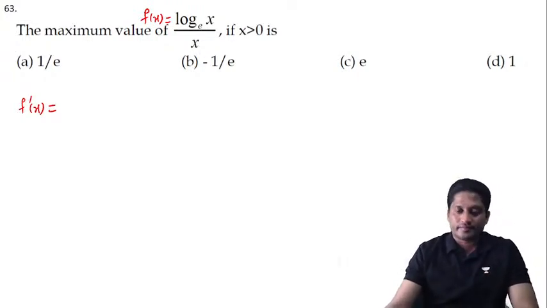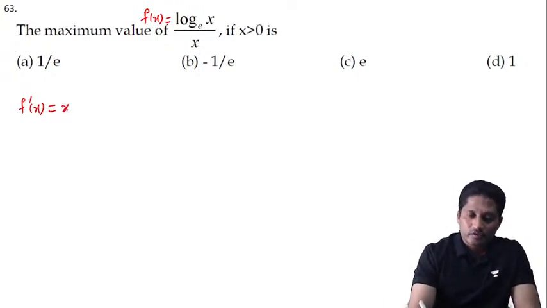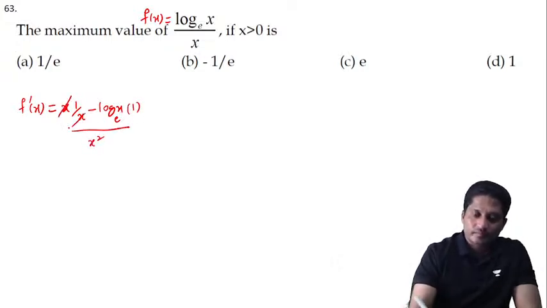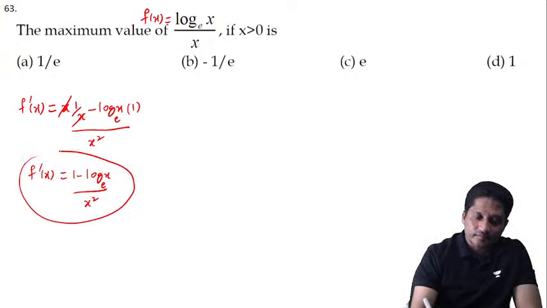I'll use the u by v rule. This is v into u dash minus u into v dash, divided by v square. f dash of x is equal to (1 minus log x) divided by x square. This is f dash of x.